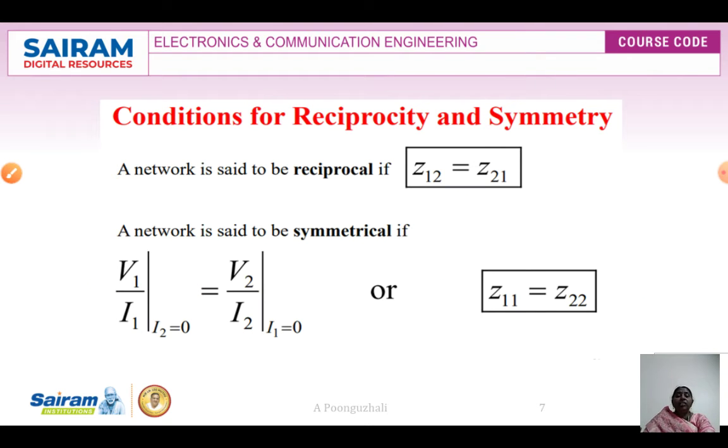Next is the condition for reciprocity and symmetry. A network is said to be reciprocal if Z12 is equal to Z21. You should remember that a network is reciprocal if Z12 is equal to Z21. And a network is said to be symmetrical if Z11 is equal to Z22. That means Z11, the impedance at the input side, is equal to Z22, the impedance at the output side. So V1 by I1 at I2 equal to 0 should be equal to V2 by I2 at I1 equal to 0.